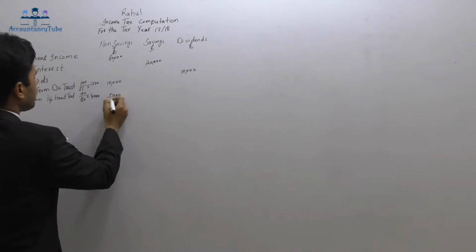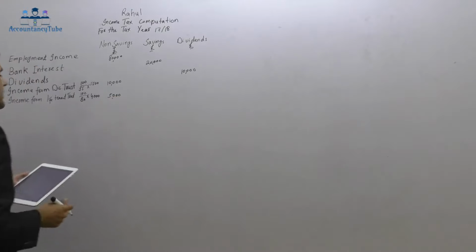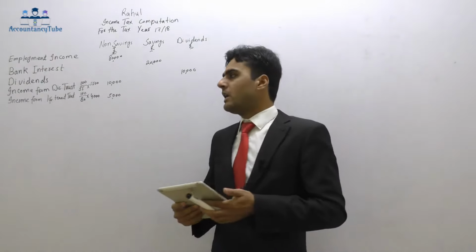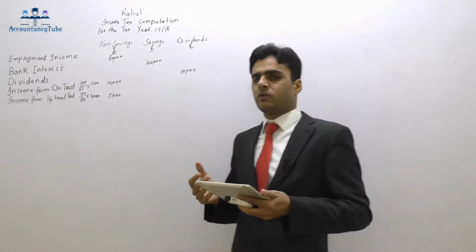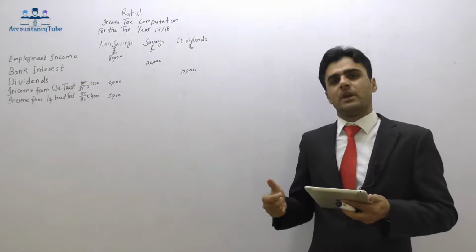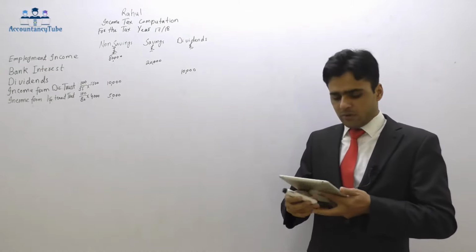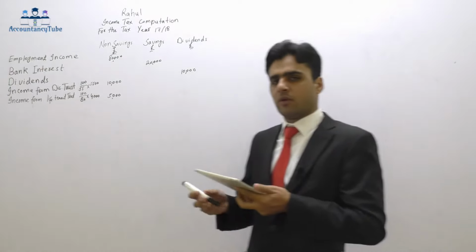So how much is it? 4,000 multiplied by 100 divided by 80. So the gross amount is £5,000. Please remember, whenever we are making the income tax pro forma, we will always write the gross amount in the income tax pro forma. If the net amount is given to us in the question for some sources of income, we need to gross it up before we put it into the income tax pro forma. Alright, so these were the only sources of income which were given to us in the question.